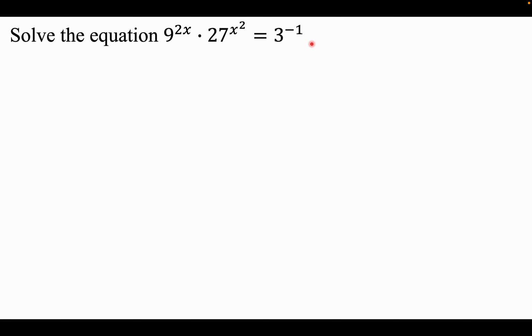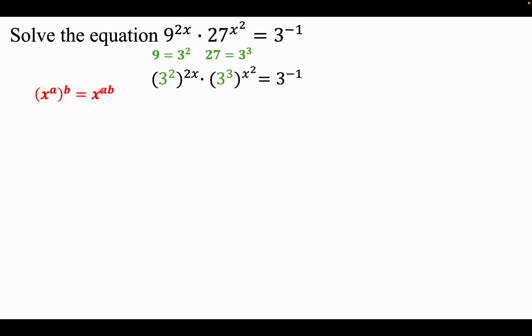Note here that 9 could be written as 3 squared and 27 could be written as 3 to the third. If we substitute 3 squared for 9 and 3 to the third for 27, we get the following equation. Now, there is a property that we're going to apply here, which is the following right here. If you have x to the a, all that raised to the b, we can multiply those exponents to get x to the ab. Using that property right here, I can write this as 3 to the 4x times 3 to the 3x squared.